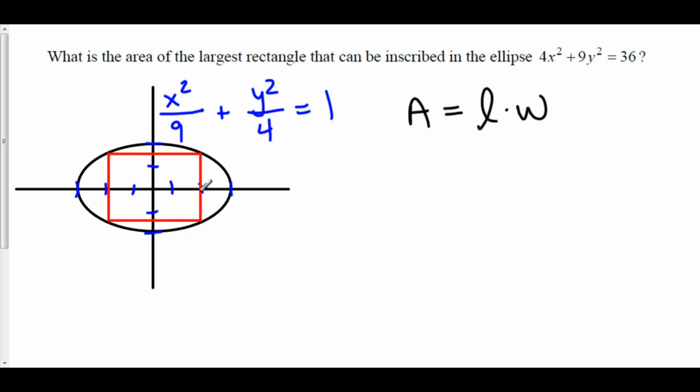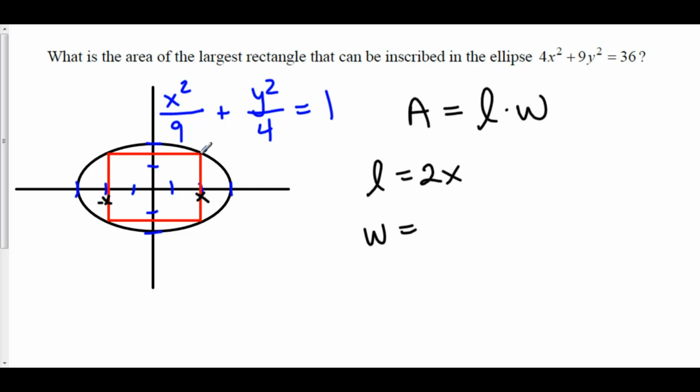Well, the length of this rectangle, consider that this is going to cross the x-axis at some x value right here. We know that an ellipse is symmetric about the center, and so that means that this is negative x over here. So the total length is 2x. The width, however, is a bit more difficult.